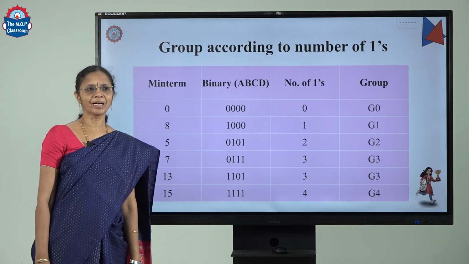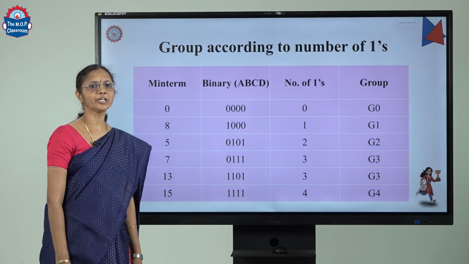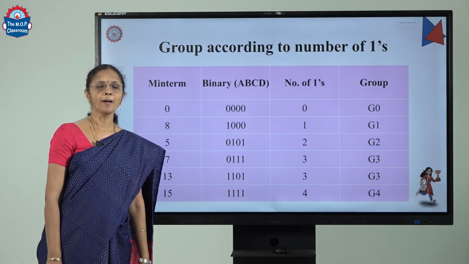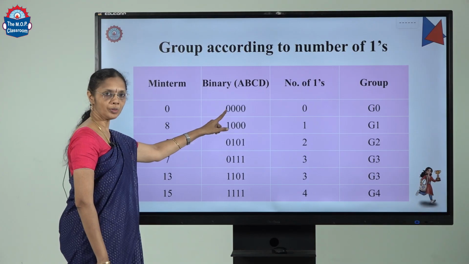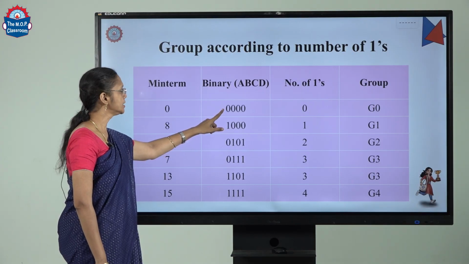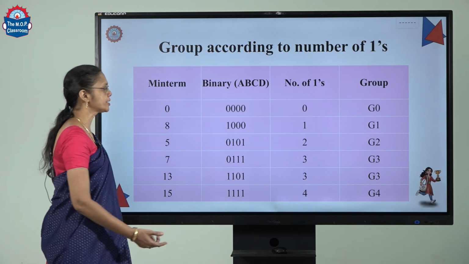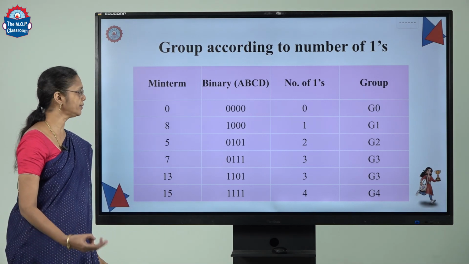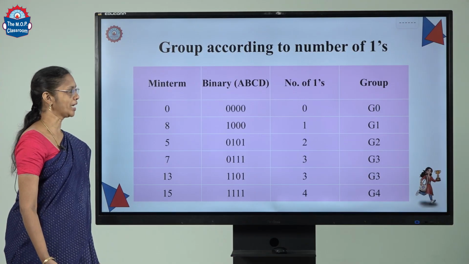After listing out the binary equivalents, we have to group them according to the number of ones. But to go to grouping, you first list out the number of ones in each binary equivalent. In the first row, you don't have any ones, it is 0 ones, and here you have one 1, and next you have 2 ones, then 3 ones, followed by again 3 ones and 4 ones.